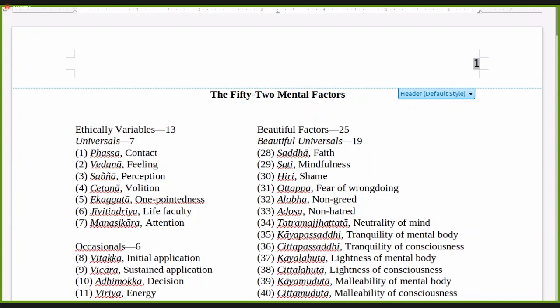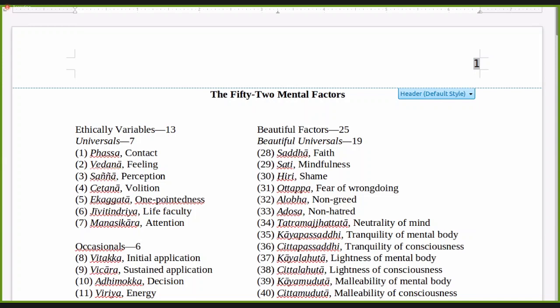Then another mental factor among the Sankharakkhanda is Adhimokkha, translated as decision. Adhimokkha means literally the releasing of the mind onto the object, so it is rendered as decision or resolution. It dwells on the object and makes the decision that it is the object.